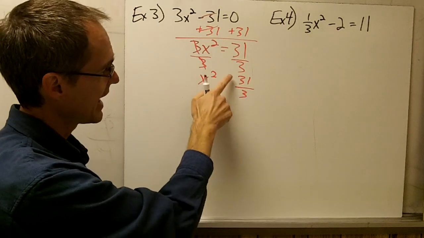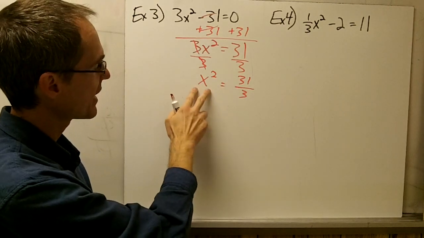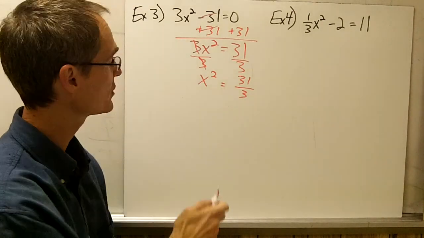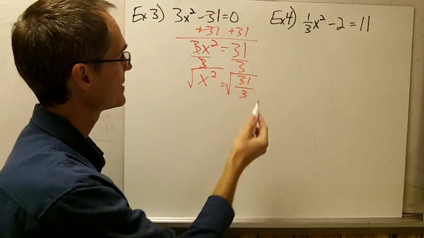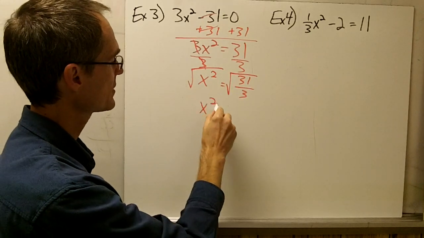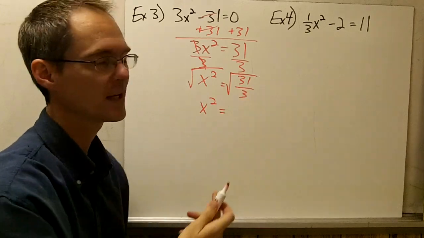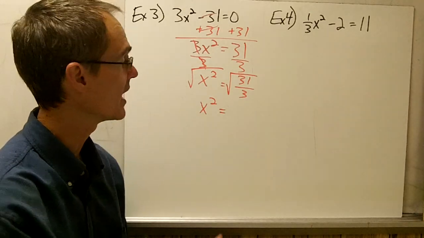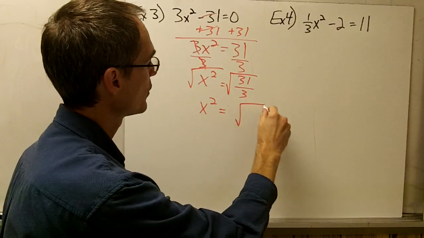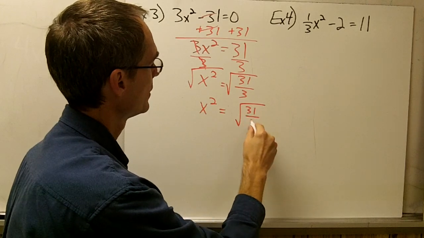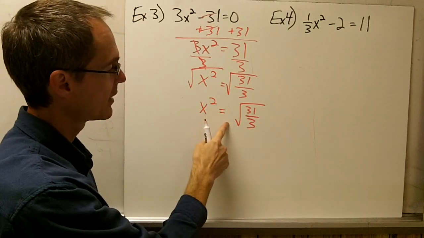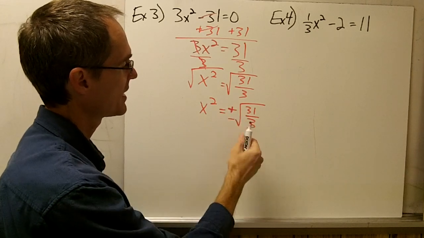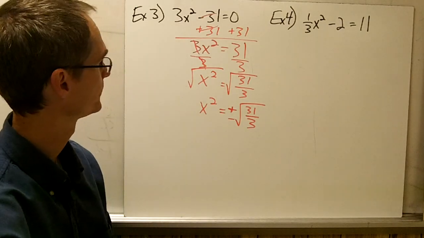Now, even though this is an improper fraction, I can still, since I've got x squared on this side and I've got a number on this side, take the square root of both sides of my equation, and that will be the last step in solving my equation. Square root of x squared is x. The square root of 31 over 3, again, that won't simplify. I don't have any perfect square numbers under my square root sign, so I'm just going to leave this as the square root of 31 divided by 3. And once again, I need to remember I want to put plus and minus because I have a positive solution and also a negative solution.